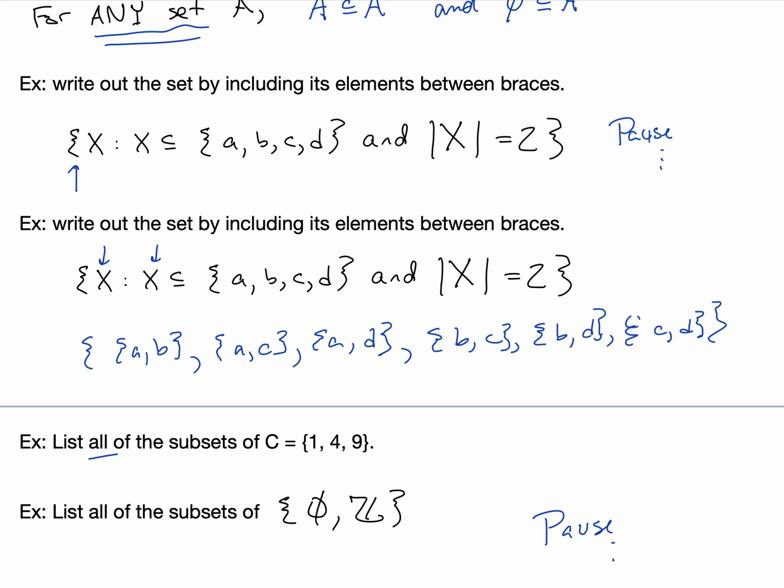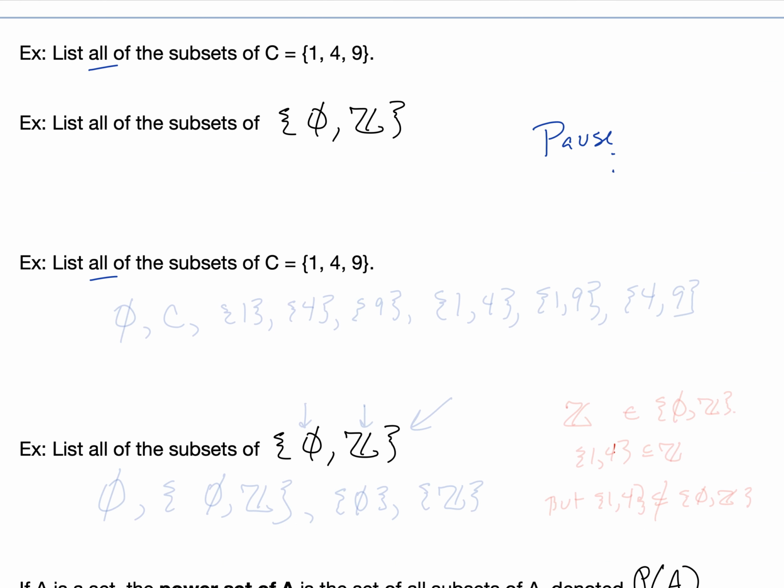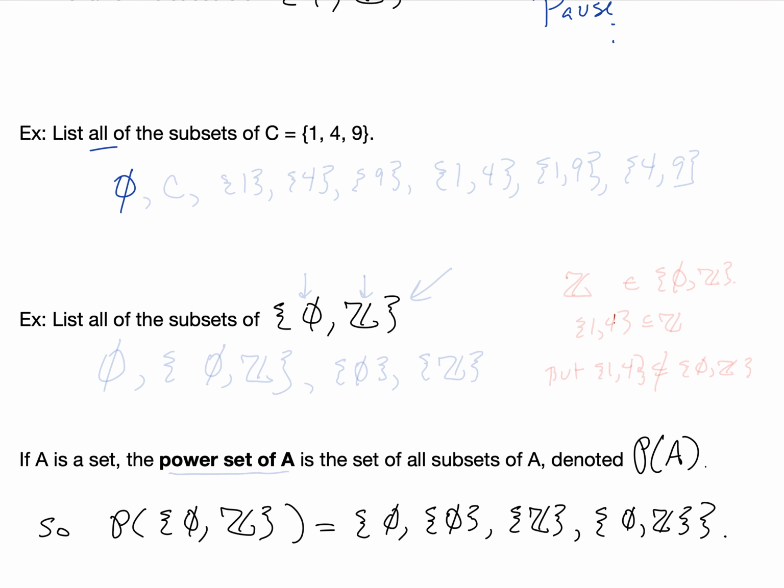All right, so all of the subsets of the set containing 1, 4, and 9. So we're listing these subsets out. The empty set is a subset of any set, so we can list that. The entire set C is also a subset of any set, or the entire set itself is also a subset. And what else have we got? Well, we've got the set containing just the element 1, the set containing just the element 4, the set containing just the element 9. So those are all singleton sets.